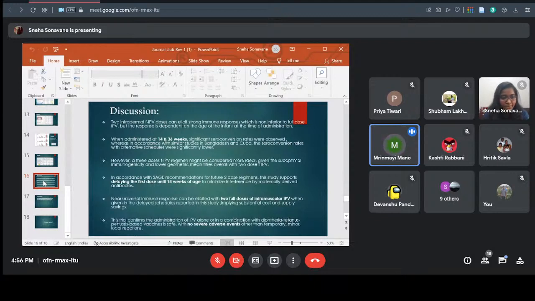Now, this trial confirms that the administration of injectable polio vaccine alone or in combination with diphtheria, tetanus, pertussis-based vaccines is safe. As we saw before, there were no severe adverse events associated with the administration of the vaccine, other than temporary minor local reactions like pain, redness, or induration. Next slide.